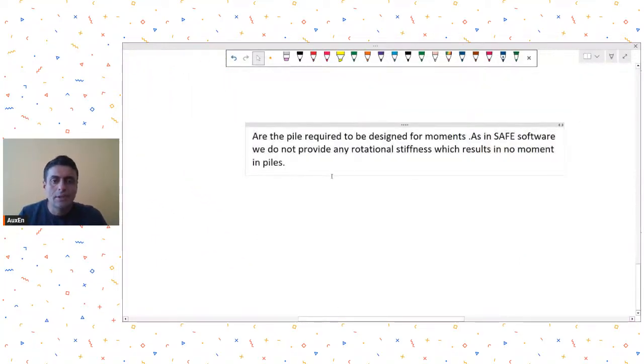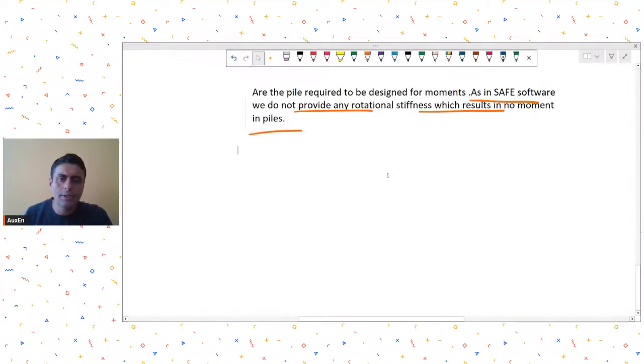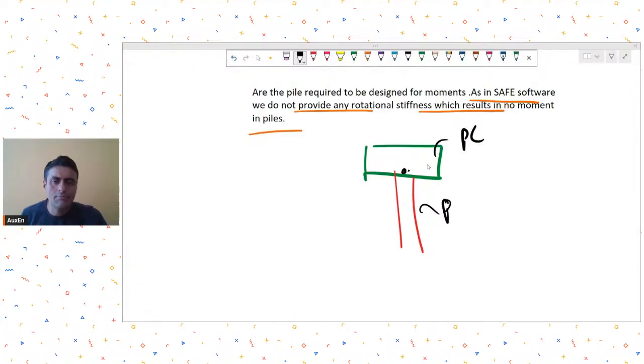Are piles required to be designed for moments? Mr. Rushabh is asking, as in SAFE software, we do not provide any rotational stiffness. Correct. So see, typically speaking, the pile to pile cap connection is usually assumed as a pin connection. So if this is my pile cap and this is my pile, the pile to pile cap connection is assumed as a pin connection where moments are not going to be transferred.